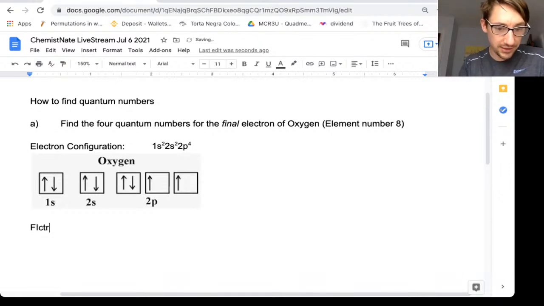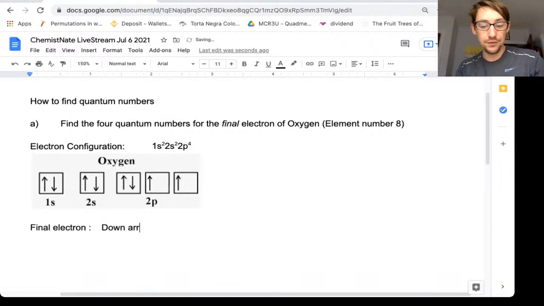Wow, computer, final. This happened on Zoom while I was teaching high school last year. Final electron is the down arrow of the 2p subshell.